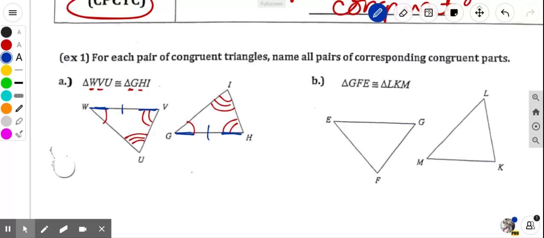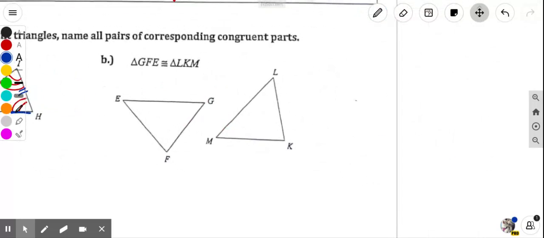Or remember, again, you can use the order. So VU and HI are going to be congruent. And then lastly, WU and GI. Okay, and that's because of CPCTC. Corresponding parts of congruent triangles are congruent.